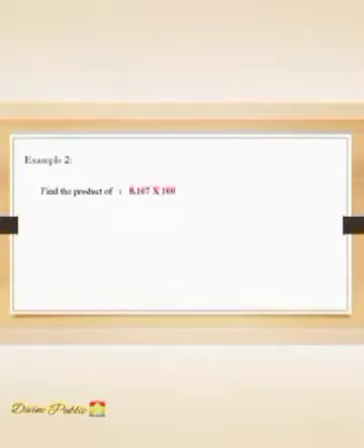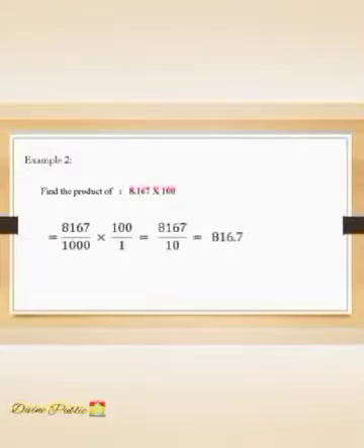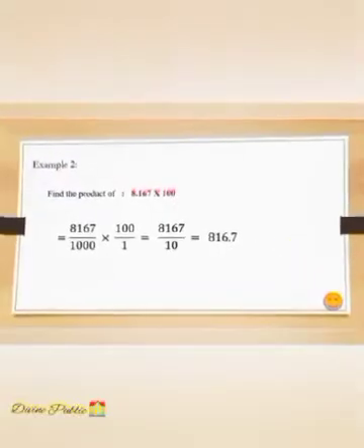Now let us see another example, example 2. Find the product of 8.167 multiplied by 100. In this multiplication, again we will write 8.167 as a decimal fraction, and after multiplication we will get 8167 by 10, and when we convert this into a decimal we will get 816.7.